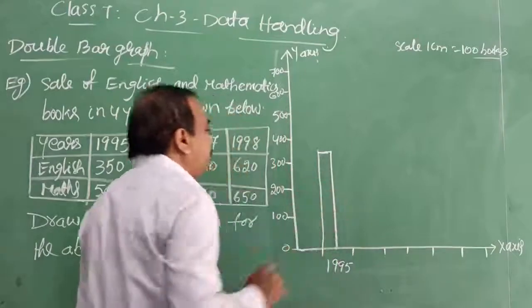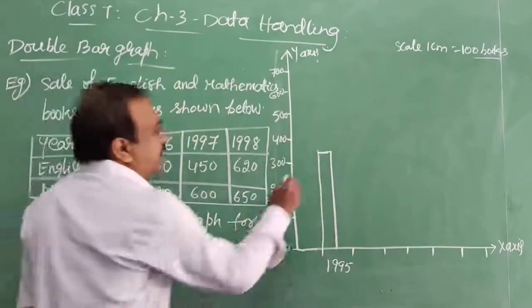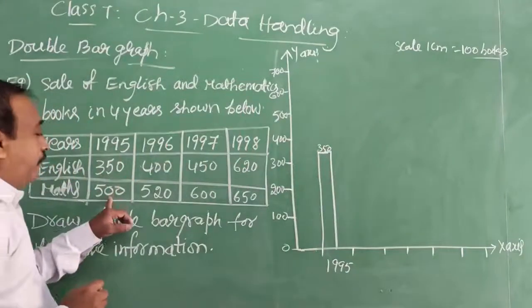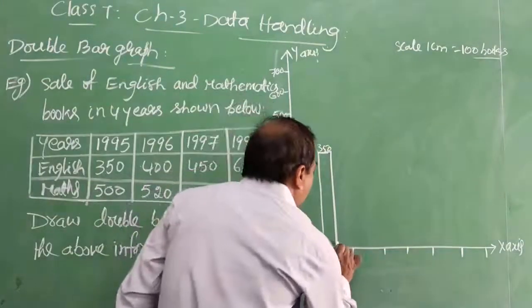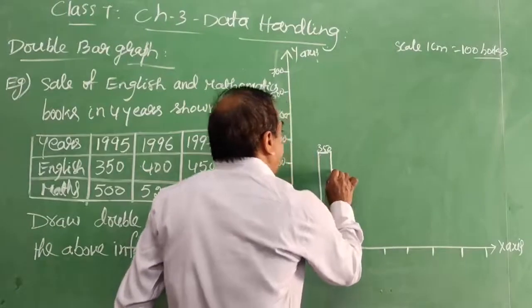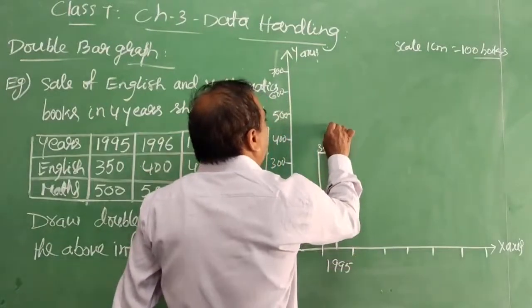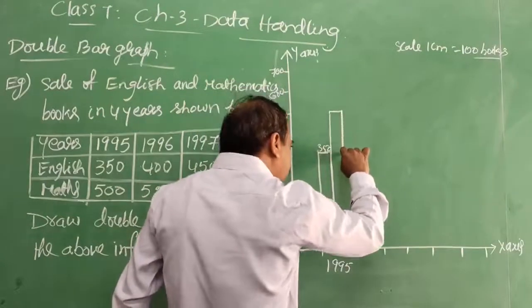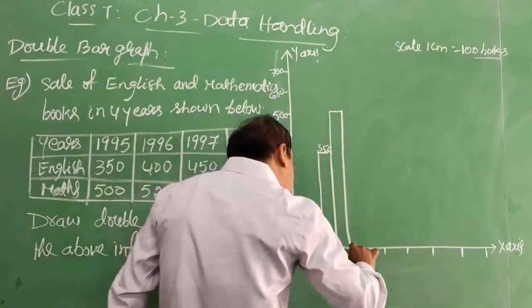This is English books. This is 350. Now in the same year 500 maths books. So 500 maths books in the same year. See here, go up. Use the scale. You have to use the scale while representing the rectangular bars.